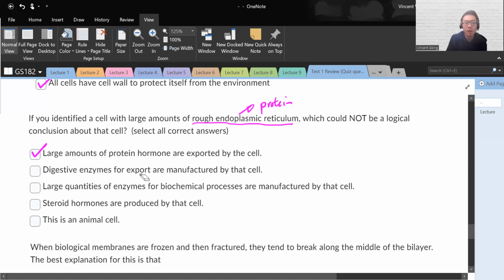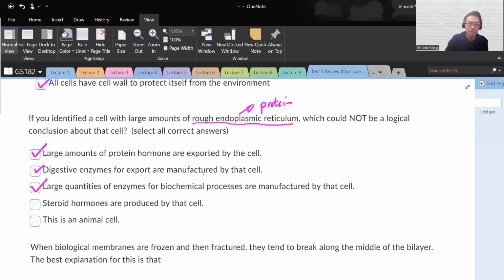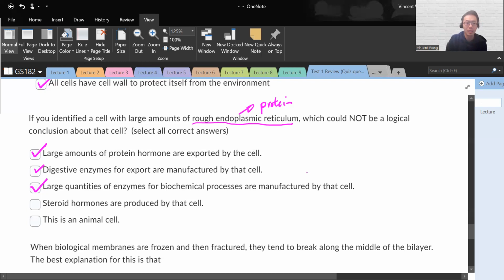Digestive enzymes for export are manufactured by that cell. That is also logical because we know enzymes are proteins, right? So if this cell makes a lot of enzymes, I would expect it to have lots of rough ER as well. Large quantity of enzymes for biological... again, large quantity of enzyme. That's it. I don't care what the enzyme is for, the later part doesn't really matter. What matters is this thing makes enzyme. If you make a lot of enzyme, I expect it to have lots of rough ER.